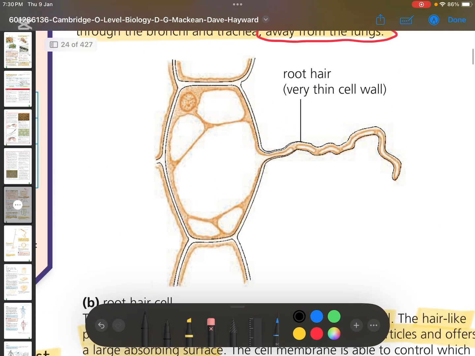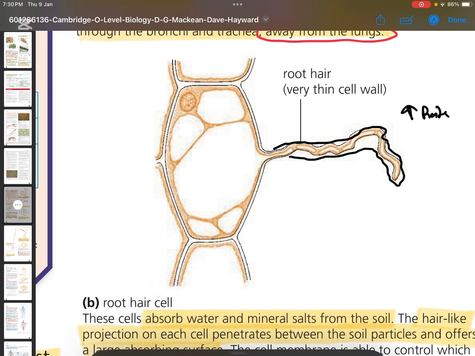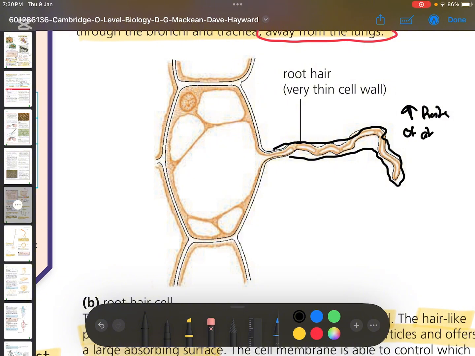Now, the reason why the root hair cell has such a hair-like extension is so it increases the rate of absorption. Rate of absorption of what? H2O, salts, and so on and so forth, so that they can enter into the root hair cell at a faster speed. And why is that?